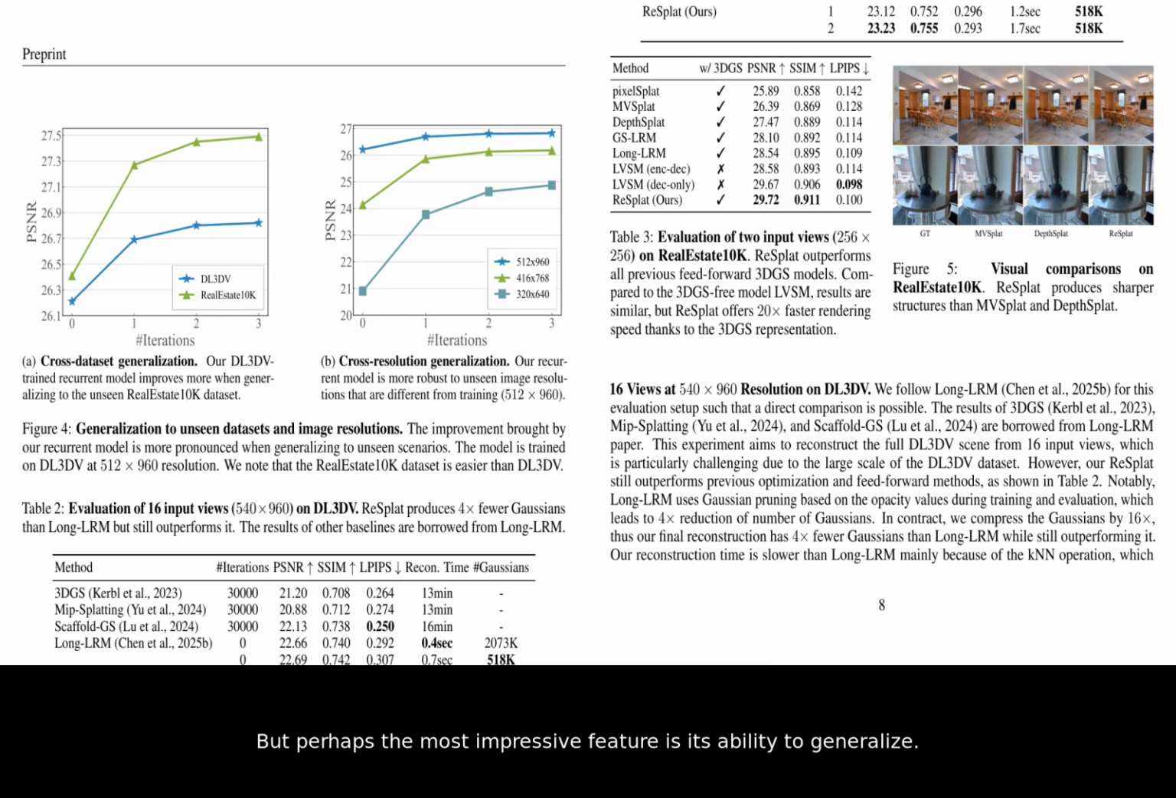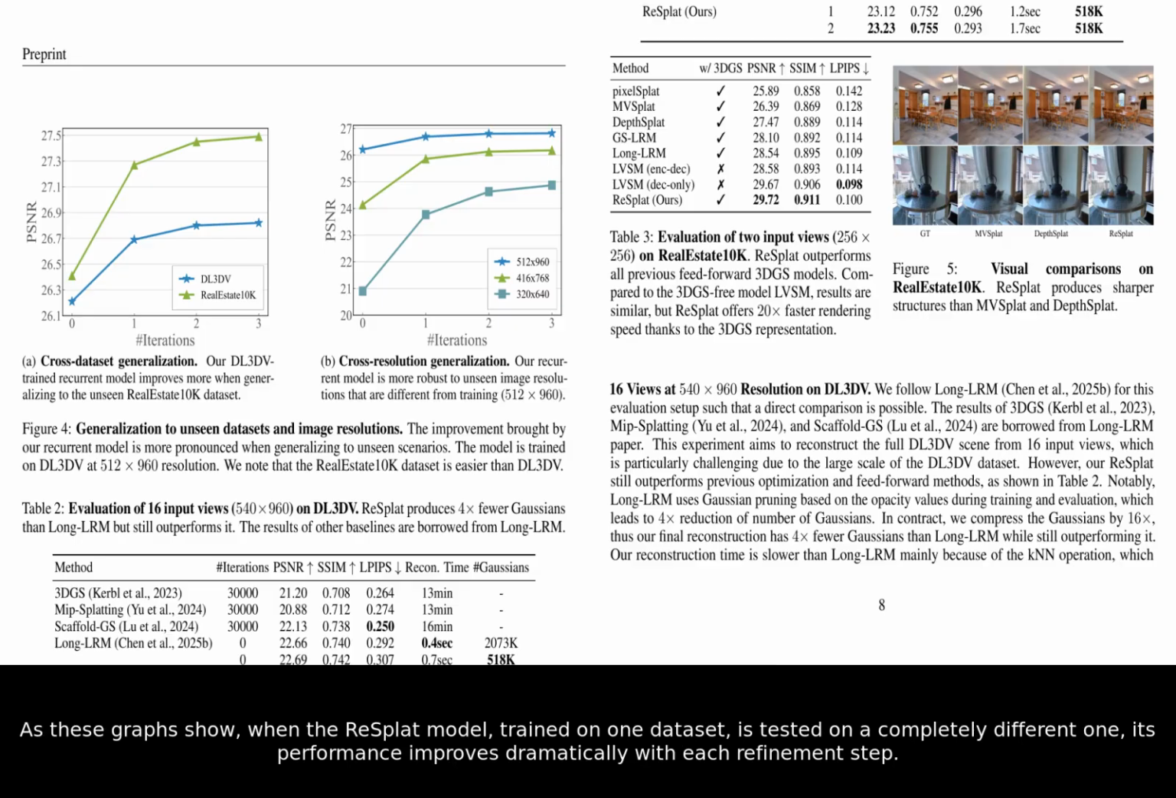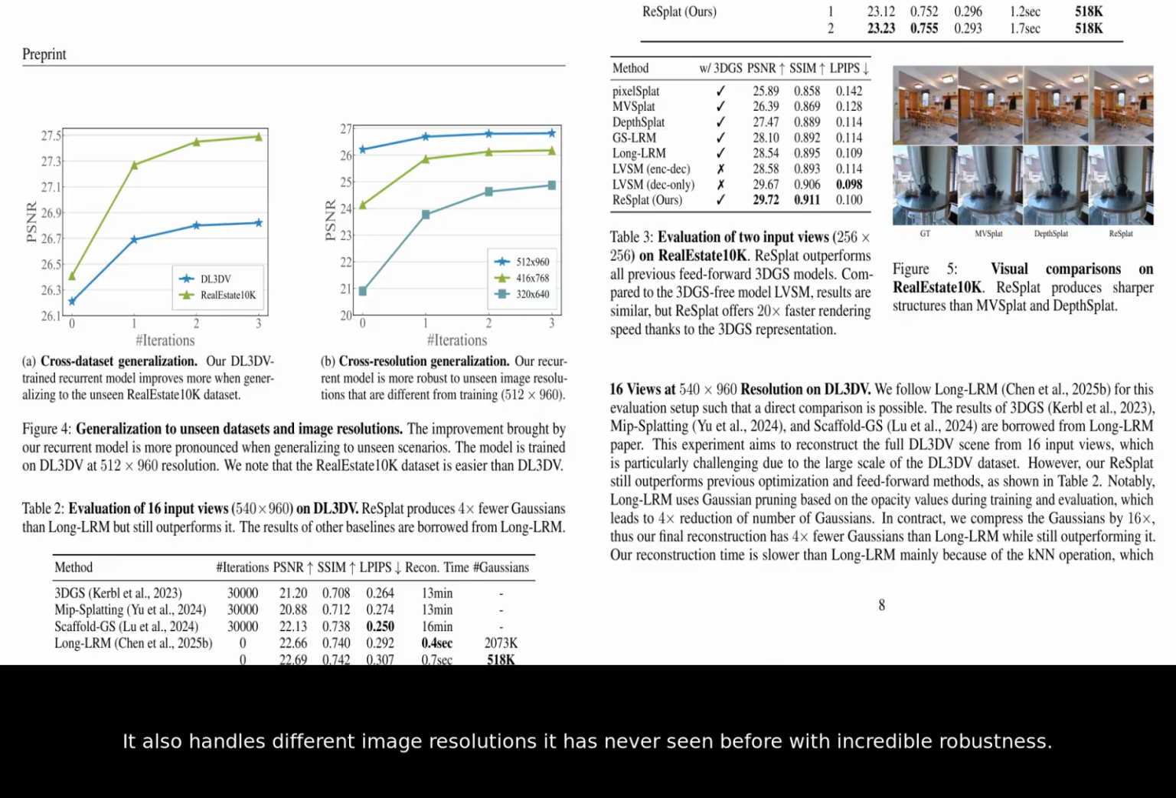But perhaps the most impressive feature is its ability to generalize. Many AI models struggle when they encounter data that looks different from what they were trained on. As these graphs show, when the ReSplat model, trained on one dataset, is tested on a completely different one, its performance improves dramatically with each refinement step. It also handles different image resolutions it has never seen before with incredible robustness. This is because the feedback loop allows it to adapt to new scenes at test time, essentially learning on the fly.